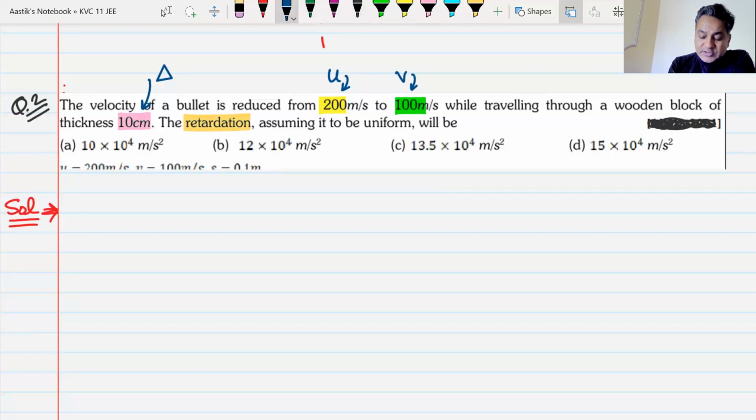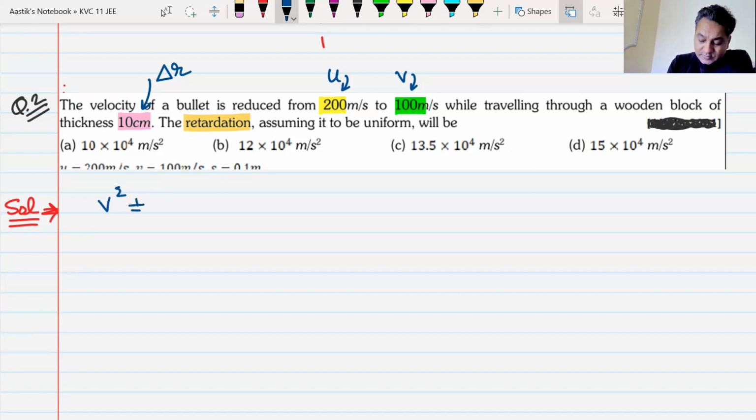Which equation you should use? You know u, you know v, you know displacement. You have to find out the acceleration or retardation. Which equation you should use? Tell me. Equation number 1, 2, or 3. Which equation you should use? 1, 2, or 3? 3. That will give you the answer in the fastest time, quickest.